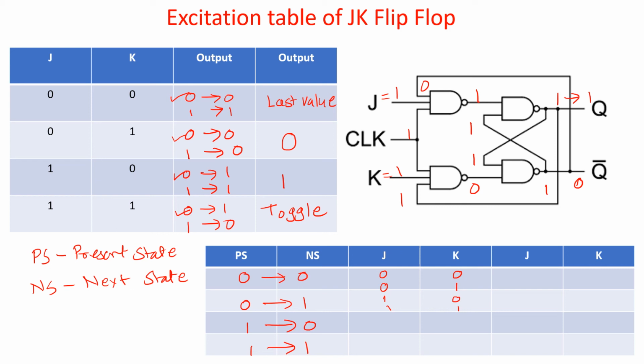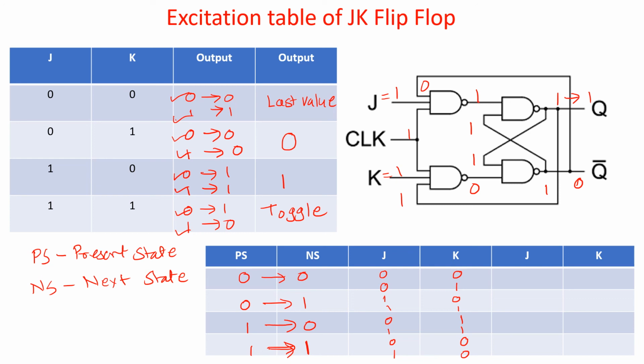1 becomes 0. So 1 becomes 0. We are getting it here and here. So that is J is 0, 1 here. K is 1 and 1 here. And 1 remains 1. That is happening here and here. That is J 0 1 and K 0 0.